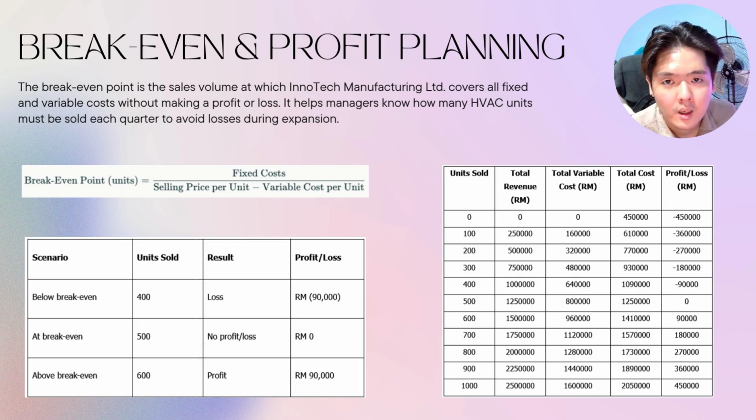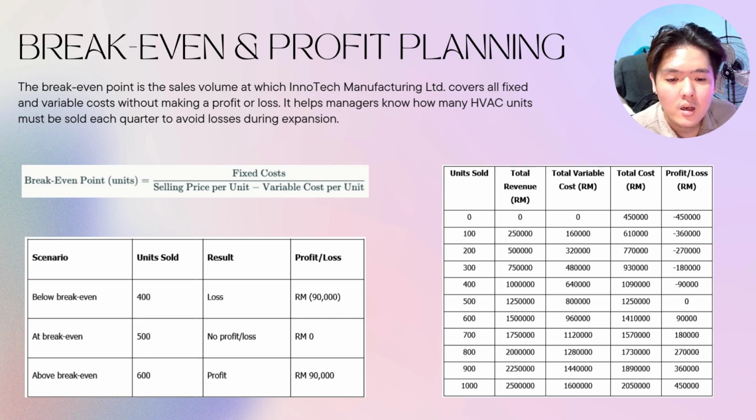As you can see from the table on the right side, this is how we identify where to gain profit and how much loss we can get per unit sold. For example, if we sell above 500 units, we will be gaining much more profit.